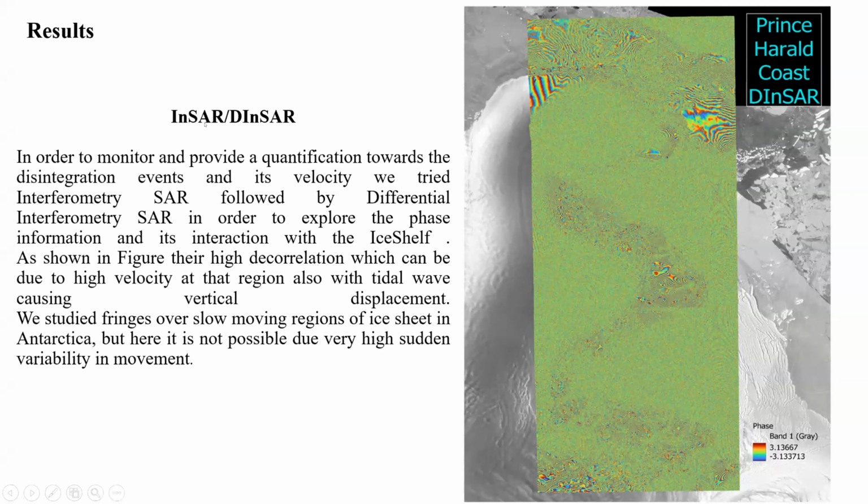So we wanted to quantify the velocity and understand how we can use the phase information. But due to tidal waves and high velocity, there is a vertical displacement as well as horizontal displacement at a greater pace. So DInSAR is suitable for slow moving regions mainly. So there was complete decorrelation, and we couldn't get any fringes over that area.